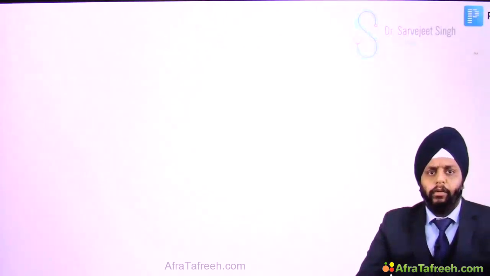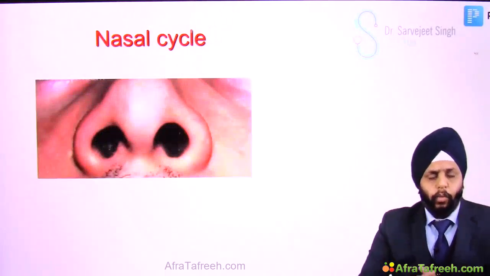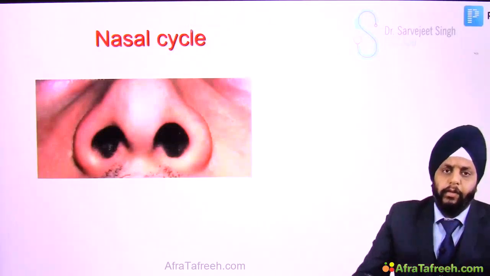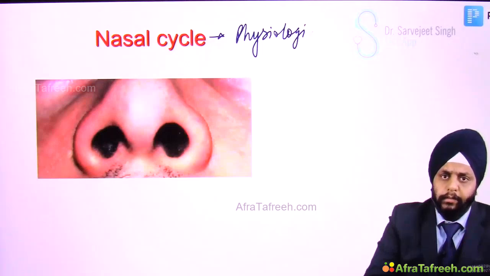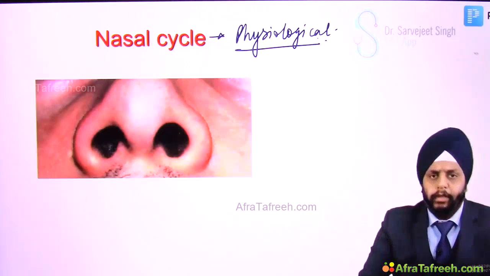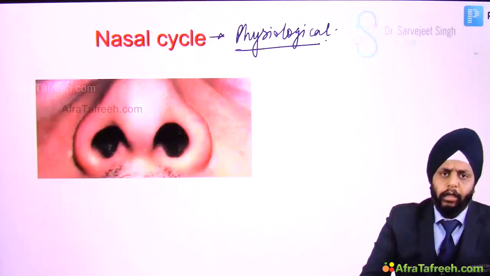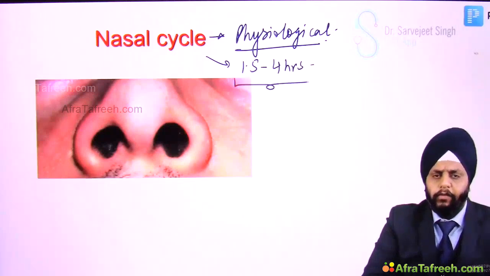Let's go to the next, the nasal cycle. So what is this nasal cycle? Now this nasal cycle is a physiological cycle. So first of all, understand, it is a physiological cycle. What happens in this physiological cycle? In this nasal physiological cycle, we have a time duration of 1.5 to 4 hours. That's the average time duration.